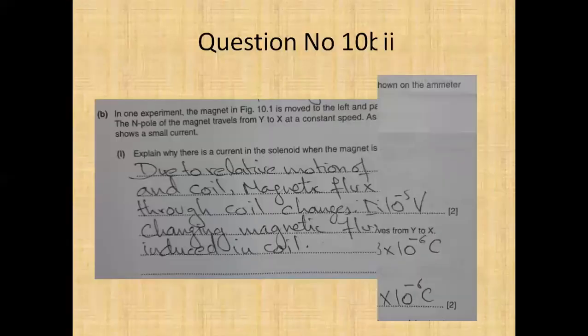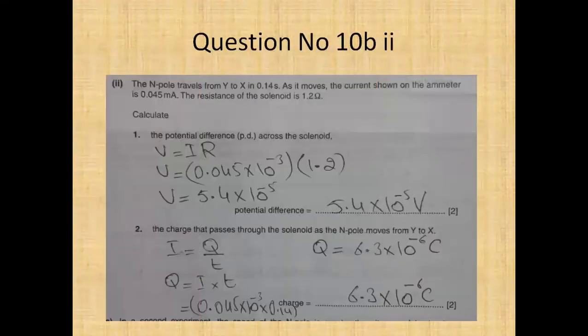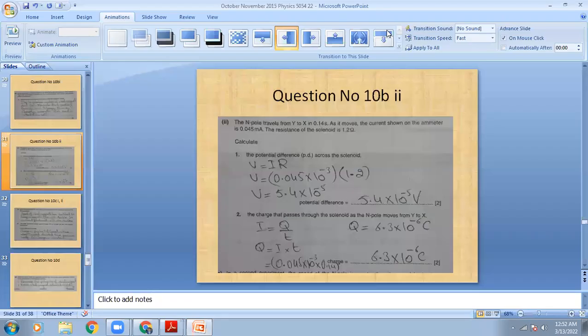So V equals to IR. So 0.045 × 10^-3 multiply 1.2, because we do not take the current in milliamperes in this formula. We take the current in amperes. So that's why I wrote here 10^-3. That will give you 5.4 × 10^-5 volts. So that is our answer.